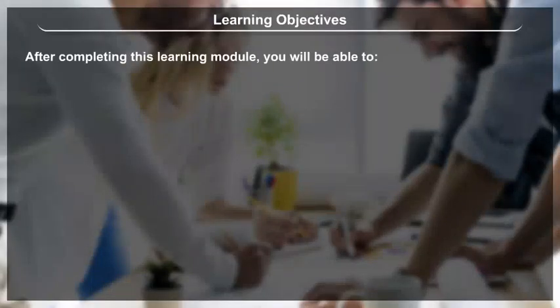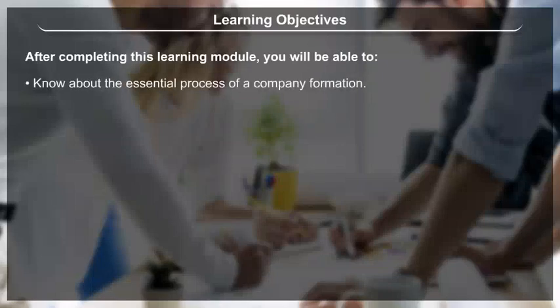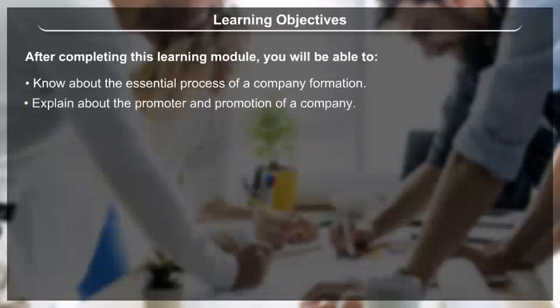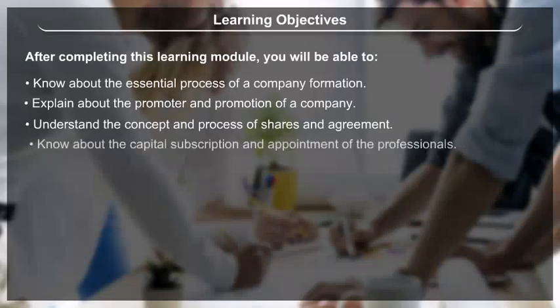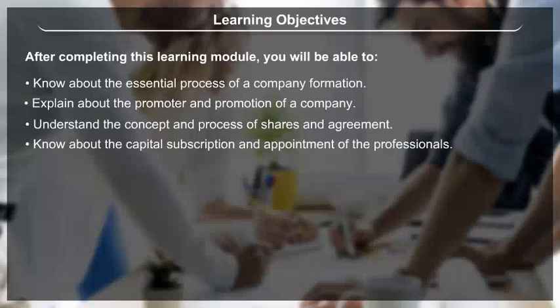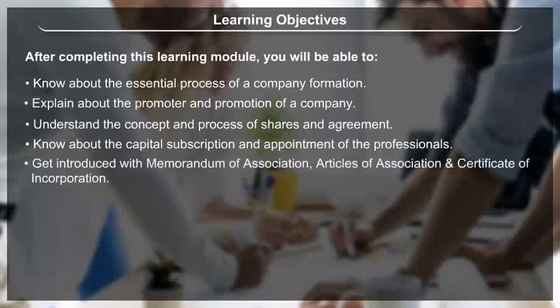Learning objectives. After completing this learning module, you will be able to know about the essential process of a company formation, explain about the promoter and promotion of a company, understand the concept and process of shares and agreement, know about the capital subscription and appointment of the professionals, get introduced with Memorandum of Association, Articles of Association and Certificate of Incorporation.